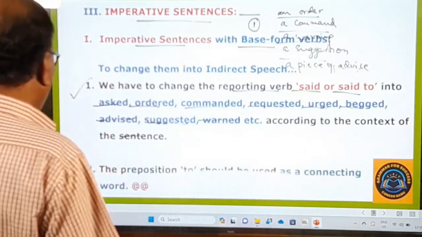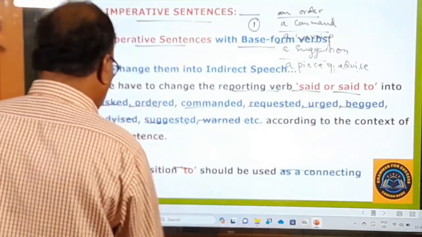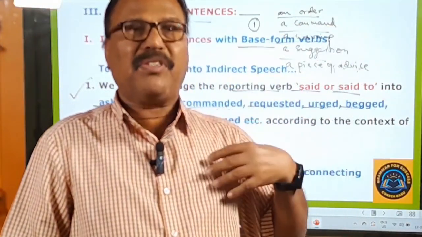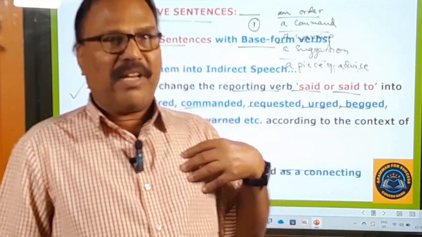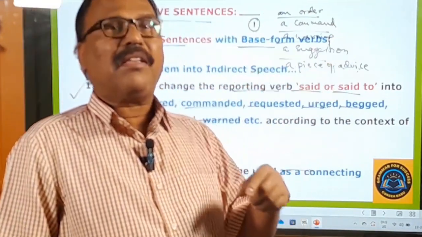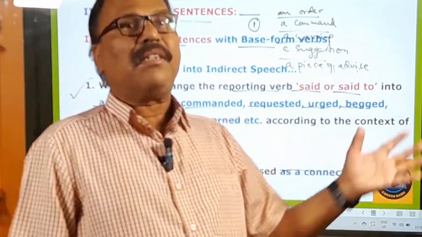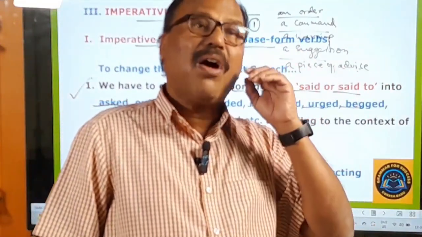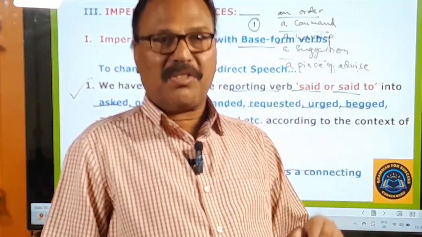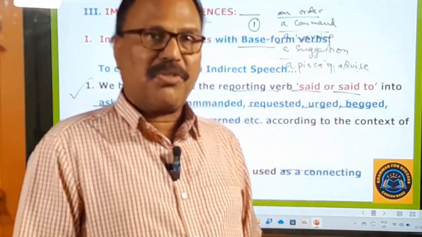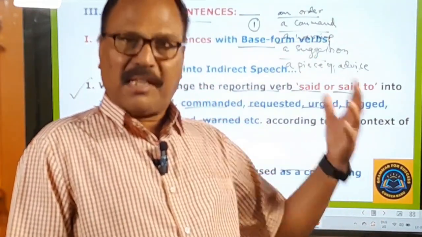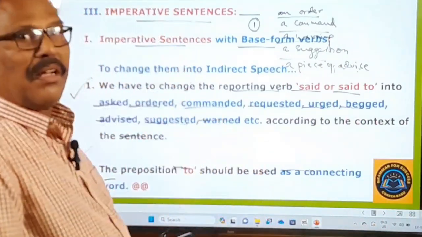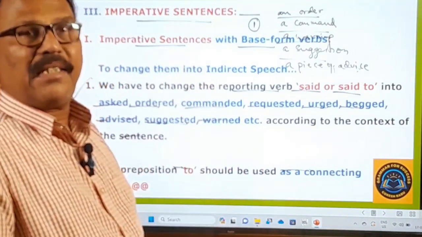And the next important rule is the preposition to should be used as a connecting word. Earlier, while changing the statements into indirect speech, we used that as a connecting word. So you know that very well. That is the first video. And in the second video, I taught you how to change the interrogative sentences into indirect speech. In that, you have to use either if or whether as a connecting word. Or sometimes if it is a WH question, you have to use the same WH word as a connecting word. That point also I made clear in that second video. And this is the third video on this topic, direct and indirect speech.